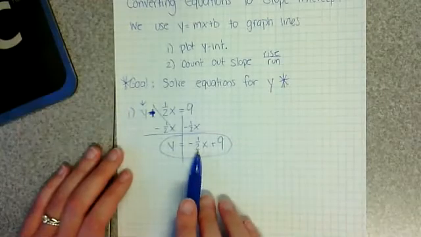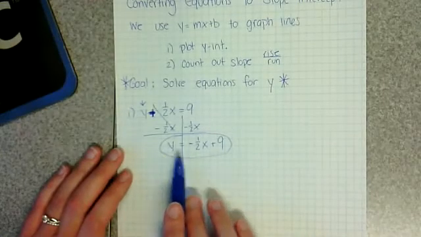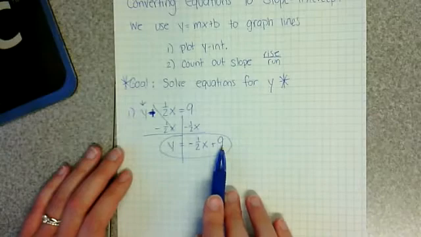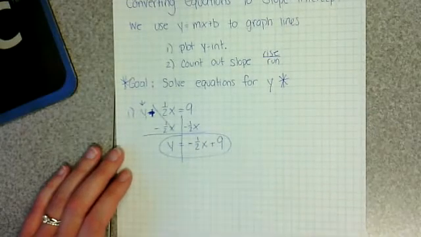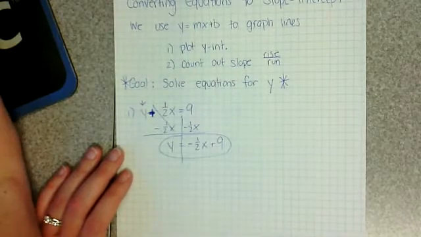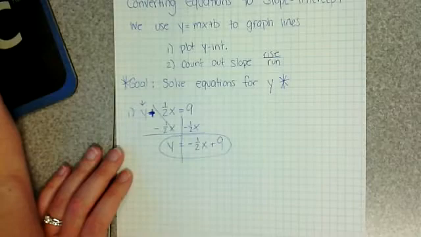But this is what the final answer is going to end up being. Here's my y, here's my slope, here's my y-intercept. I'm done. Y is by itself. So this is our goal for today. Okay. Let's try another one. We'll see if the camera cooperates. Let's try another one.